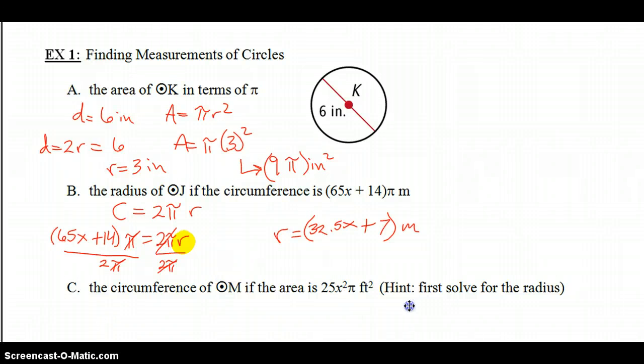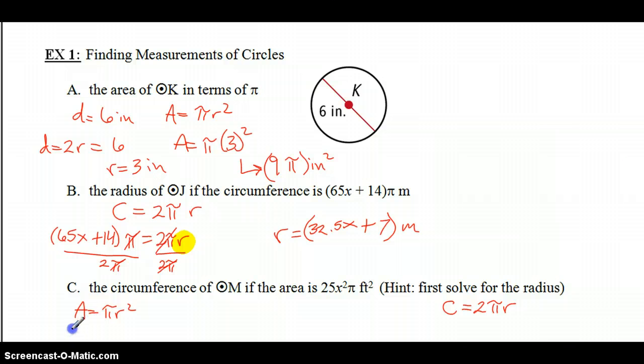All right, let's take a look at what we should get. If you follow the hint, it says first solve for the radius. What we're trying to do is find the circumference when we're given the area. So we're going to use both formulas. Our area formula here is pi r squared. Then we're eventually going to use the circumference formula. That circumference is 2 pi r. So the first thing we need to do is solve for the radius since we are given the area.